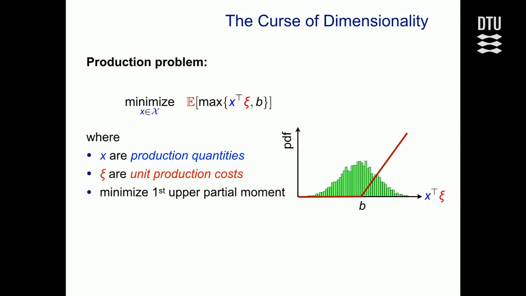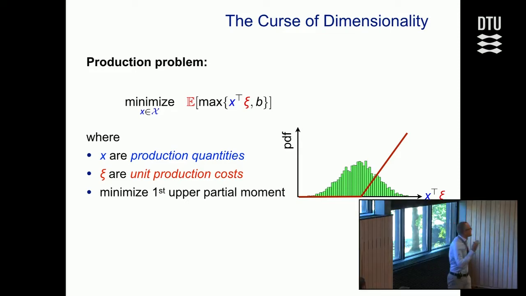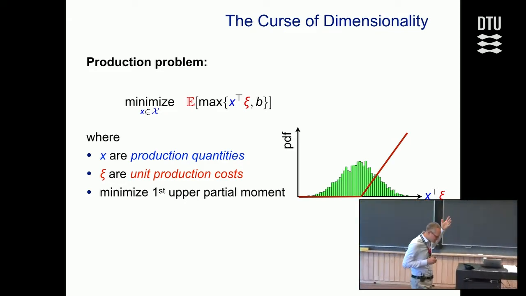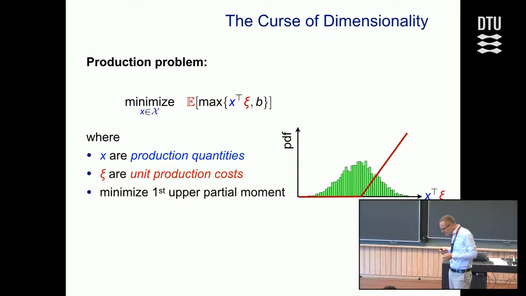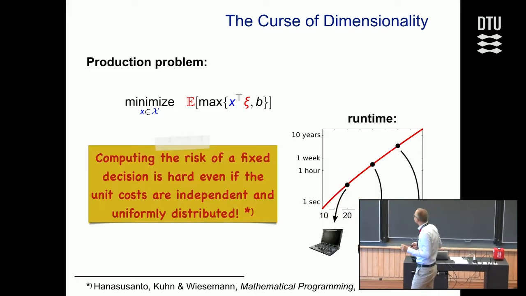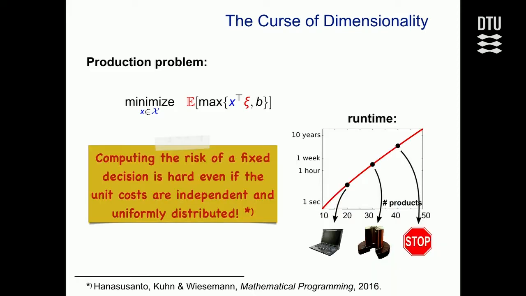Turns out that in this case, already just evaluating the expected risk, the objective value of this problem, so the first lower partial moment, for a fixed decision is #P-hard. Okay? So that means that the CPU time of any known algorithm for solving that problem grows exponentially in the number of products. So grows exponentially in the dimension n of the vector x and the vector xi, right? And that's just evaluating the objective function. We haven't even optimized this yet.